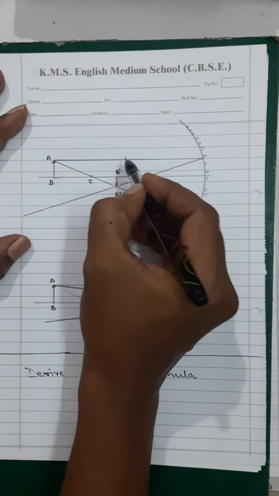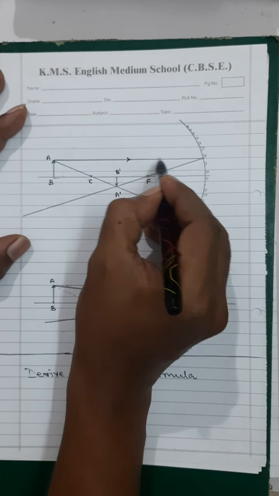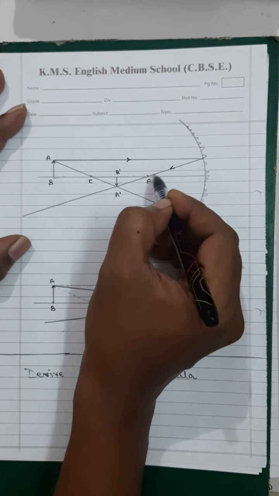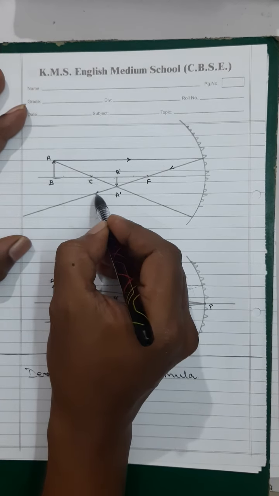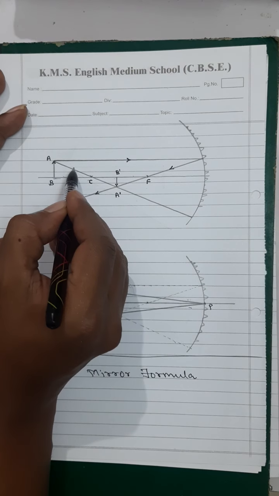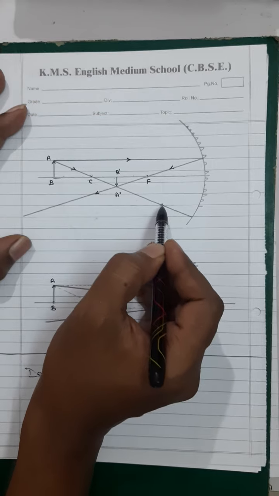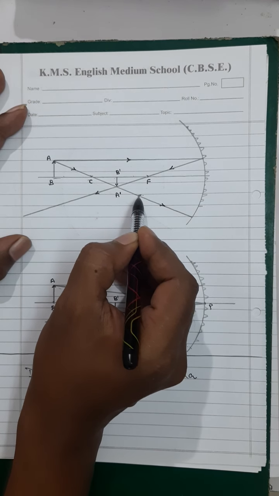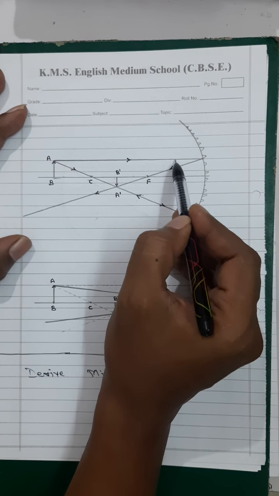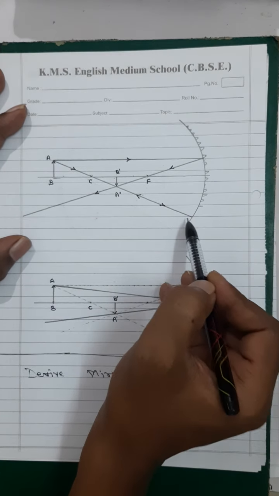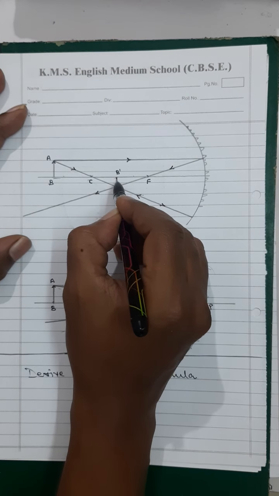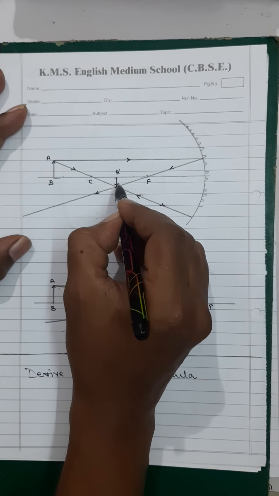One line goes parallel to the principal axis, the incident ray is parallel to the principal axis, and it reflects through the focus. Fine, it comes in this direction. The other line I am drawing through the center of curvature, and the line which goes through the center of curvature returns through the center of curvature. And the two reflected rays, this one is one reflected ray, the other one is this reflected ray, they intersect at this point, and that's why the image is formed over here. Fine.